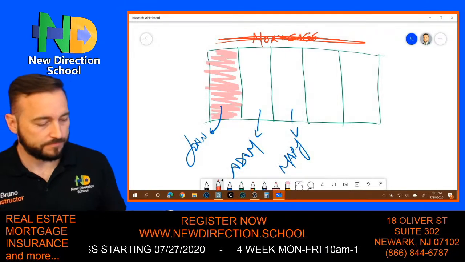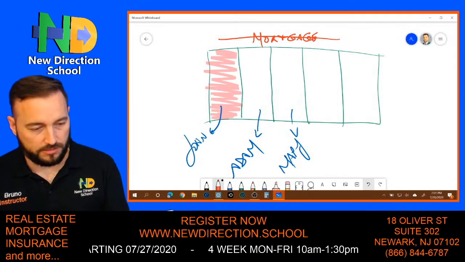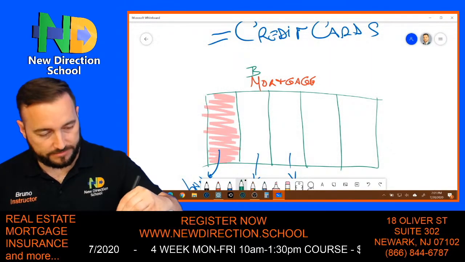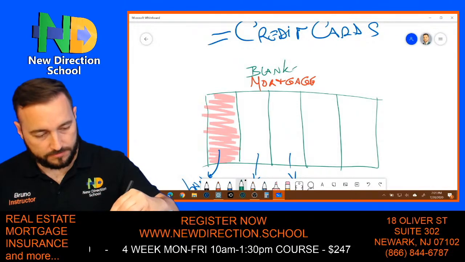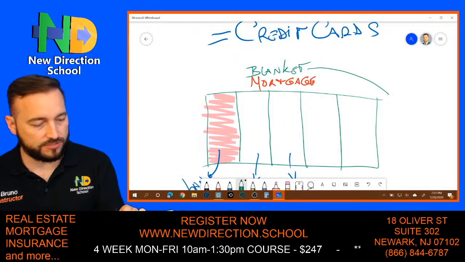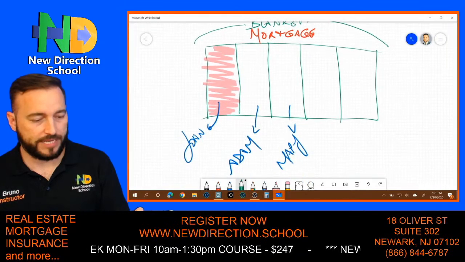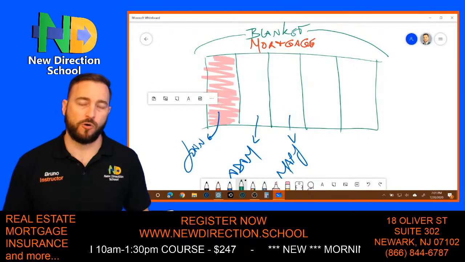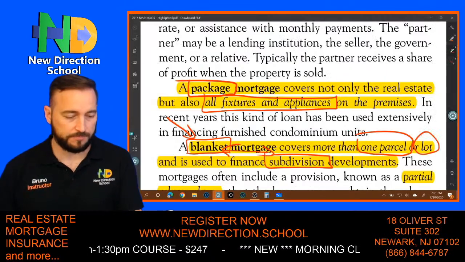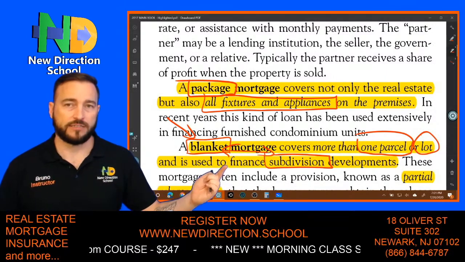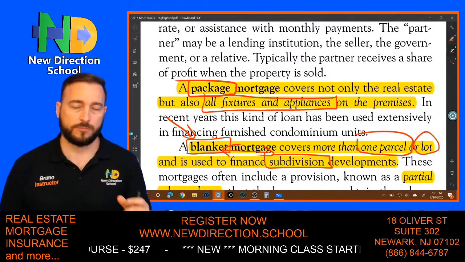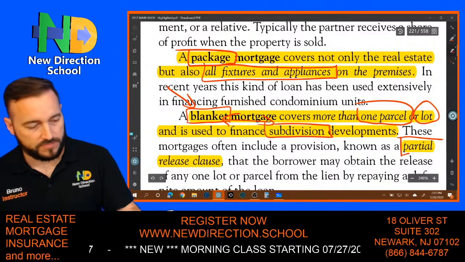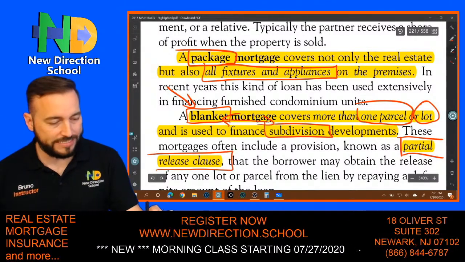So this type of loan for subdivisions is called blanket mortgage. So a blanket mortgage covers the whole thing. Blanket mortgage covers the whole thing. And it's a loan specifically for subdivisions, as I pointed out over here, right? It says blanket subdivision, so associate automatically. And it's the only loan that allows a partial release clause.